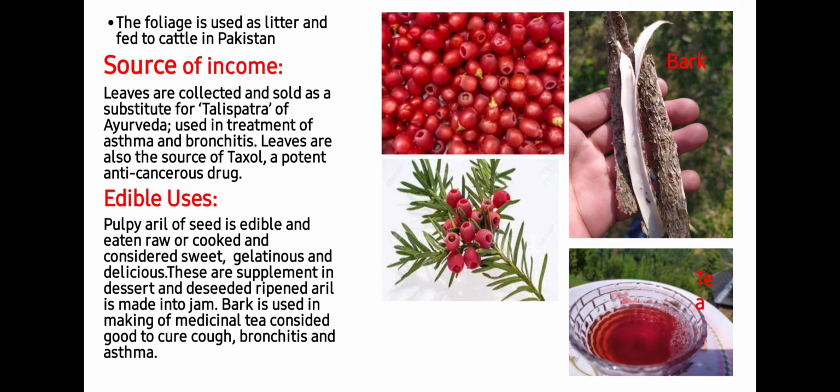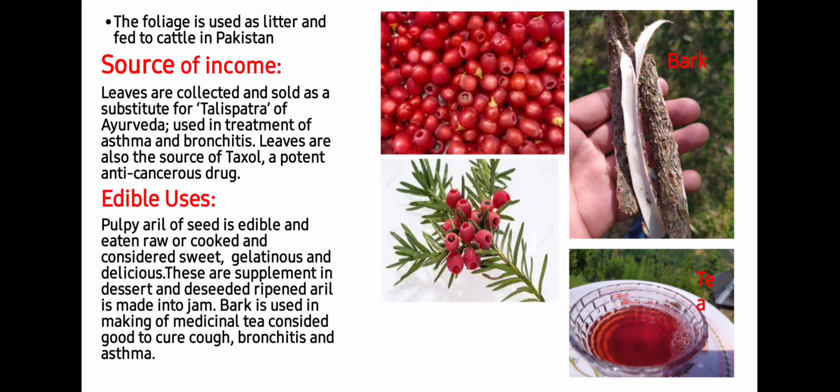Next are edible uses. The pulpy aril of the seed is edible when it is ripened, and it is eaten raw or cooked and considered sweet, gelatinous as well as delicious. It is a supplement in desserts, and deseeded ripened aril is made into jam. Bark is used in making medicinal tea, considered good to cure cough, bronchitis and asthma. It is taken by the people residing in the hills when normal tea is not available.